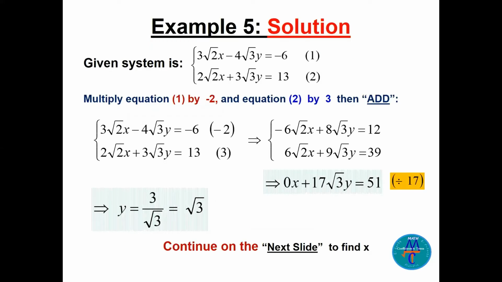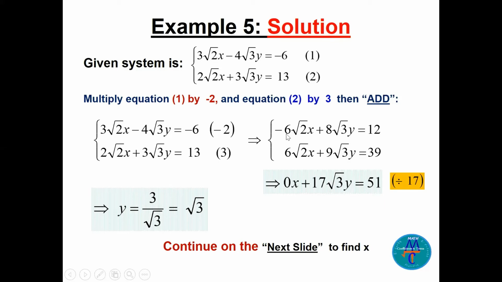I decided here to cancel the x. See, I have 3 square root of 2x, this is in equation 1. And here we have 2 square root of 2x. So to cancel the x, you can cancel the y if you like. To cancel the x, I multiply equation 1 by minus 2. All of this equation 1 by minus 2. See, this is equation 1 here.